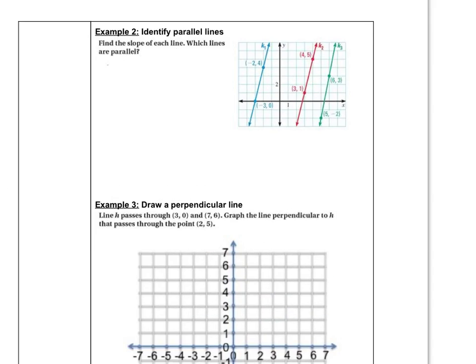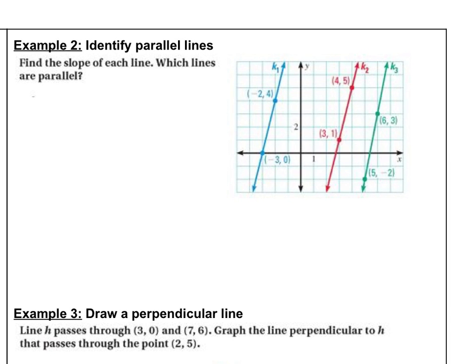What we're going to do here in example number 2 is identify if lines are parallel. Again, we have to actually find the slope of each line to determine that. So we will start with K1. We'll find the slope of line K1. We have our x and our y, our x and our y. So I'm going to do 0 minus 4 over -3 minus -2.